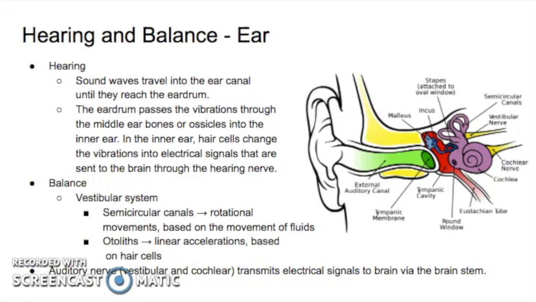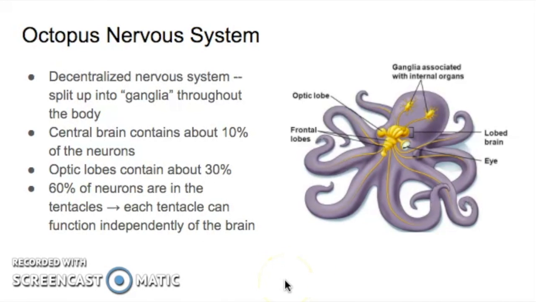And the last, but certainly not the least of the sensory organs, is the ear, which controls both hearing and balance. Now, as for hearing, the sound waves travel into the ear canal and they reach the eardrum. The eardrum passes these vibrations through the bones and the ear, where they encounter hair cells in the inner ear. The vibration of these hair cells is transmitted through electrical signals to the brain, which then interprets it as a sound.